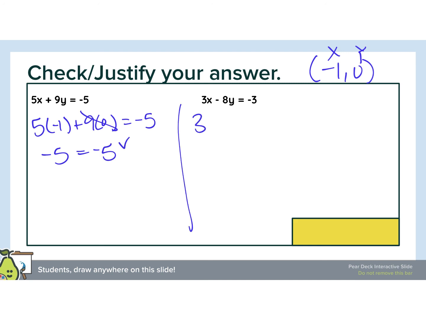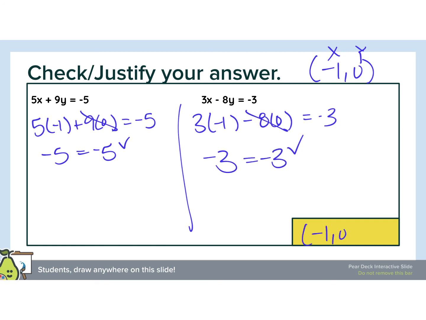The second one, instead of variables, parentheses. X is negative 1, y is 0. That is just 0. They both check out. I can put my answer in the box. We're done with example 1.